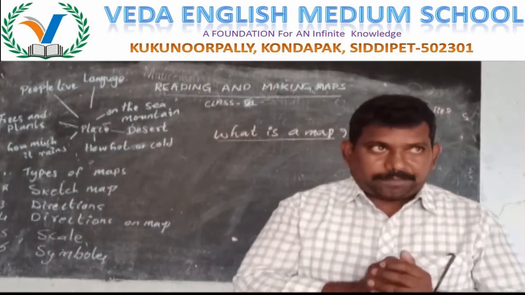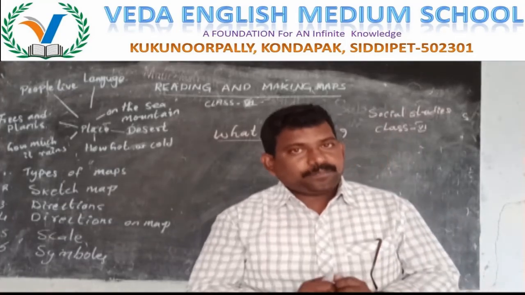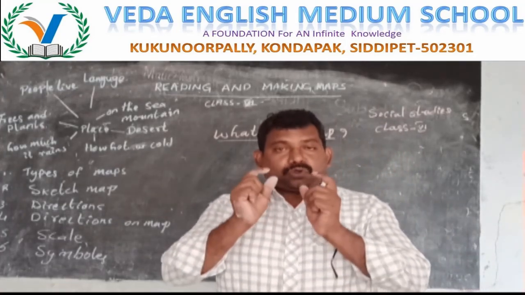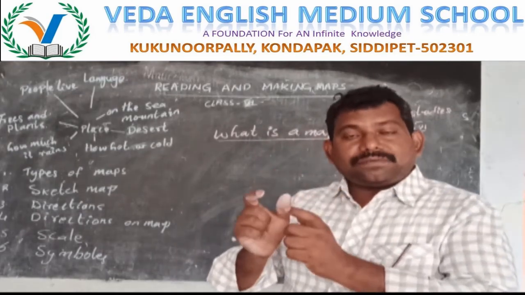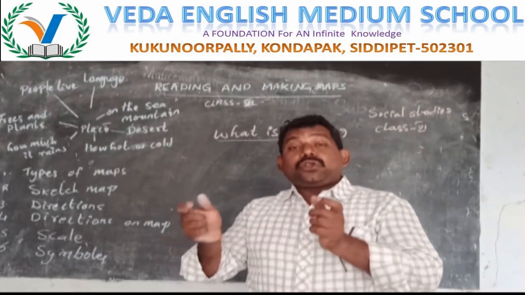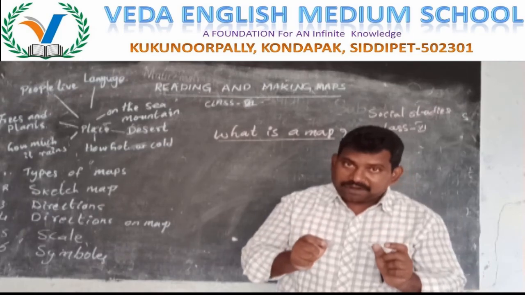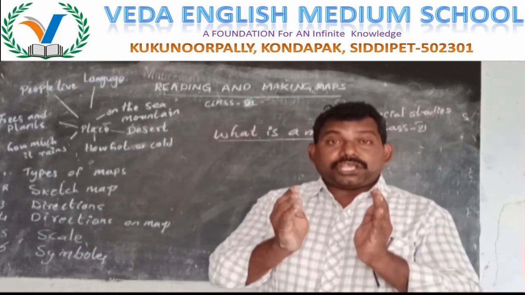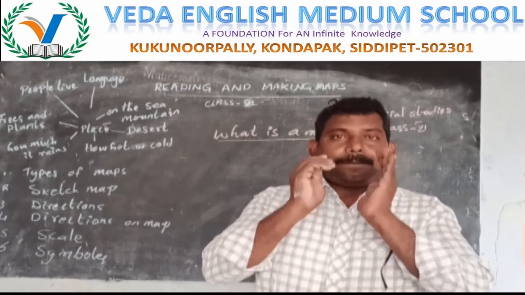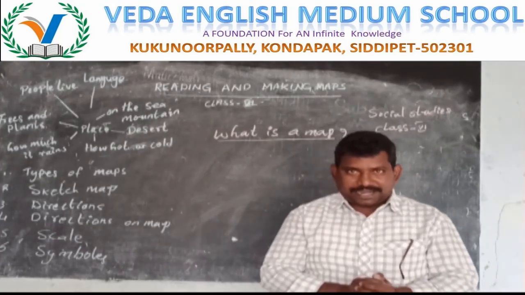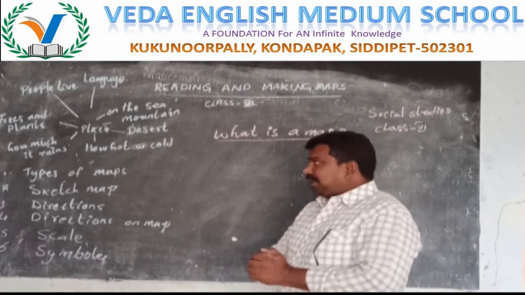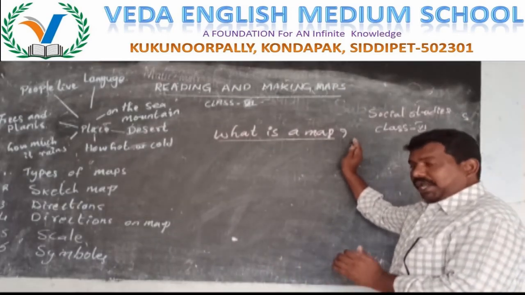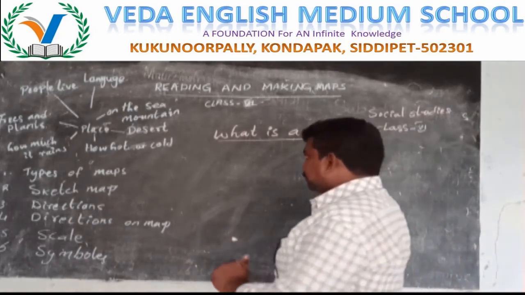A map is a representation or a drawing of the total or part of the earth's surface drawn on a flat surface according to the scale. It is called a map. Okay children, do you understand? So I will write the definition of map. You see and copy that.